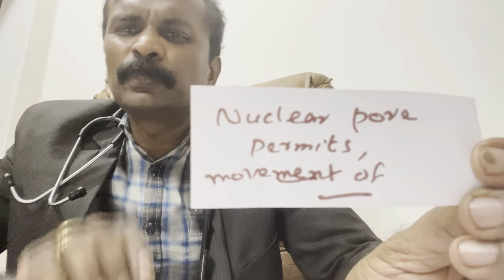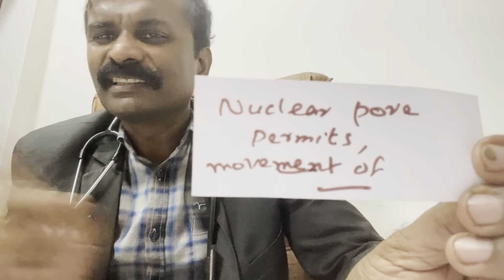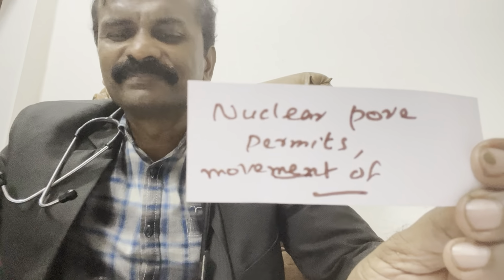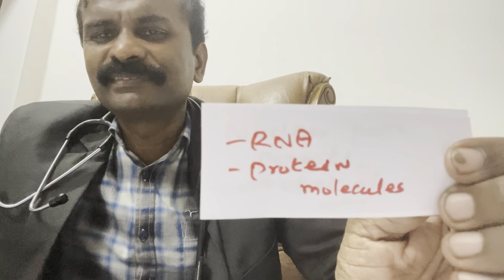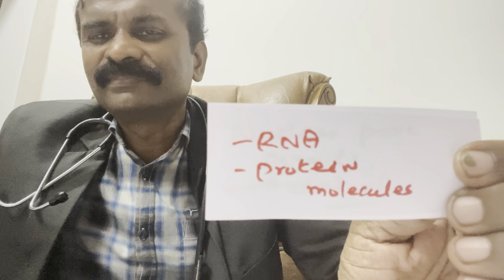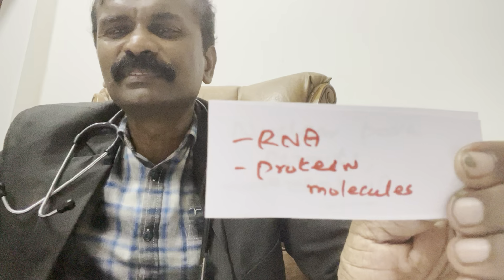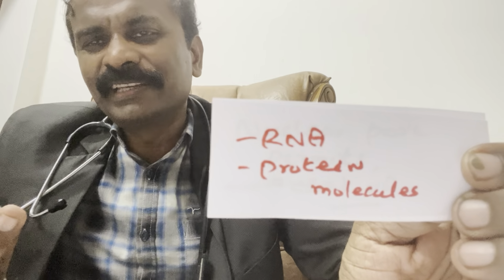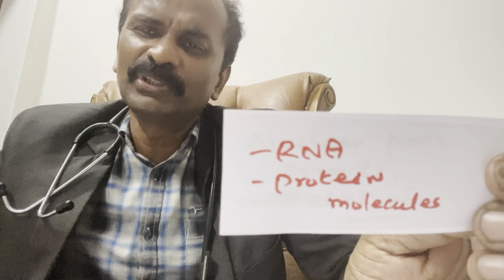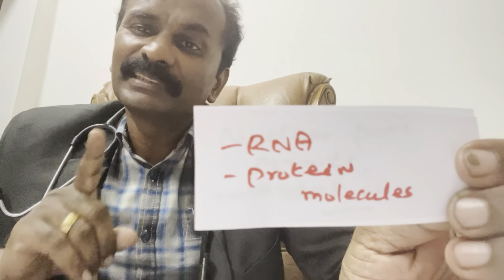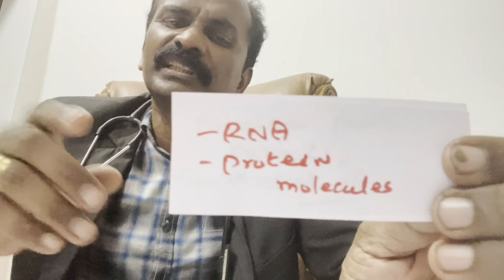These minute nuclear pores permit the transport of what? Transport of RNA and protein molecules. Instead of RNA, they will keep DNA in your MCQ. Instead of protein, they'll keep fat or lipid. Something they'll keep to make you confused. Be specific: RNA and protein molecules. What is the question? You forgot the question. That is why I am telling you, repeated MCQ. Read the MCQ question very well.